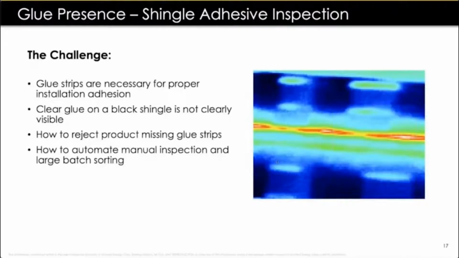Here's one of a very fast-moving product, shingle adhesive inspection. It's a very unique project where we're looking at glue strips coming down the line. The glue strips are necessary for proper installation and adhesion between each of the stacks. Clear glue on a black shingle is not clearly visible, and it was difficult for a standard vision system to see this. We wanted to reject the product missing the strips and get them quickly off the line with the diverter arm. And they wanted to automate manual inspection and large batch sorting.